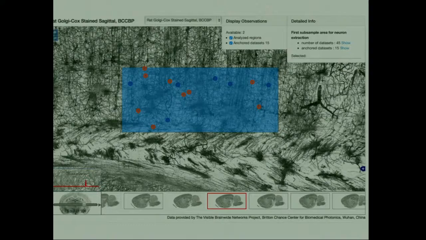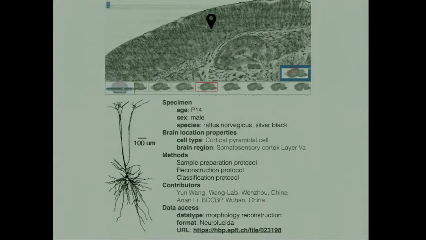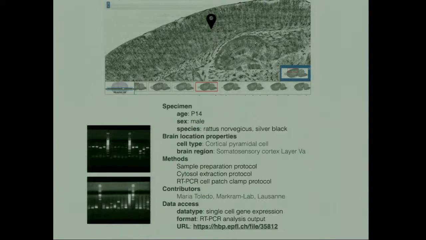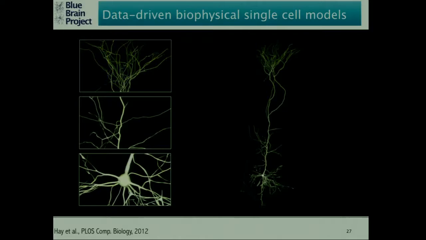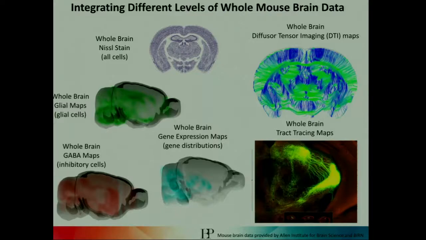Here, query an area, query for a sample of a particular region of somatosensory cortex, find the individual extracted neuron morphologies. Here's a particular neuron morphology that's been reconstructed, get the electrophysiology, get the gene expression, and then you can build essentially a model neuron from that with your algorithms and keep track of that through the provenance model. So you know all who contributed to that.